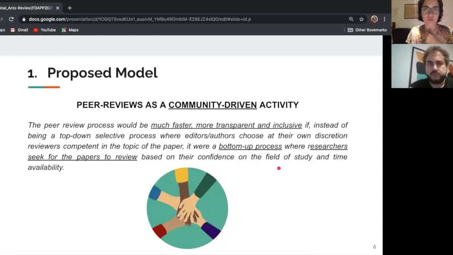Here with Ant Review, we propose a model in which peer reviews are a community-driven activity. Therefore, instead of having a top-down process where editors select the reviewers, the process is bottom-up, and researchers seek the paper to review. Therefore, the system is much faster, more transparent, and inclusive.